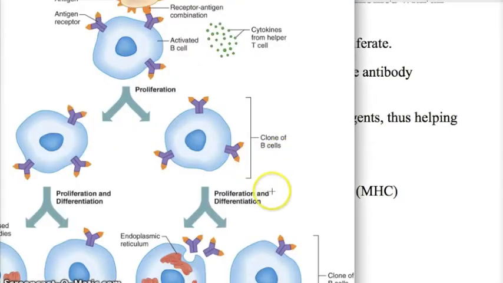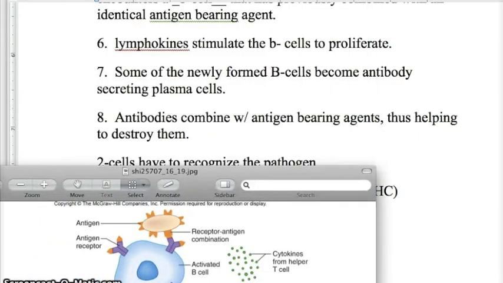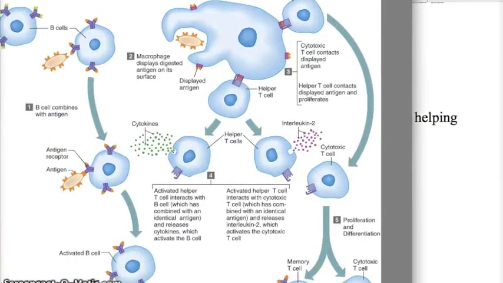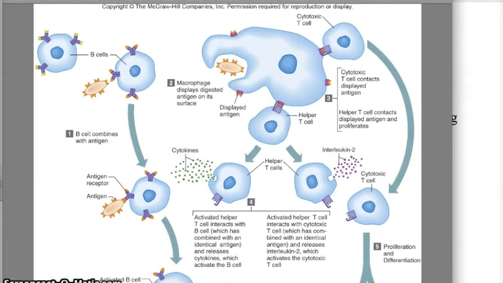So looking at that in a picture form, that's not the one I want. Just a second. All right, there we go.